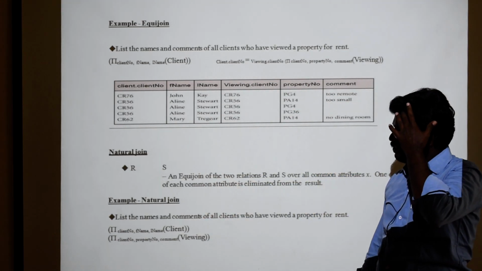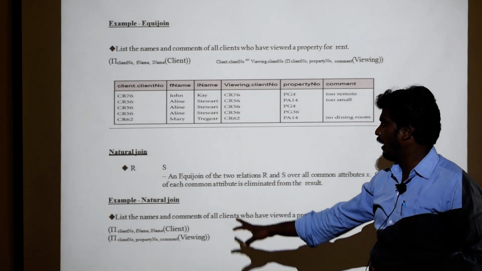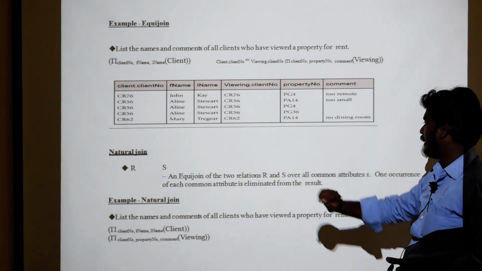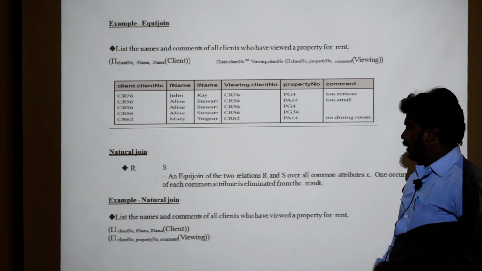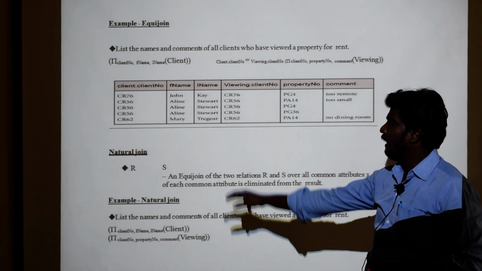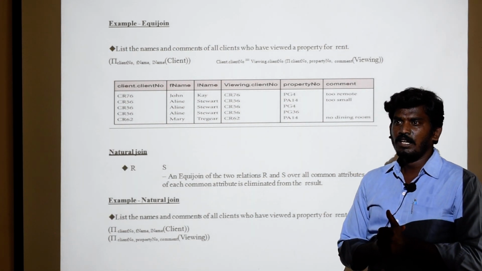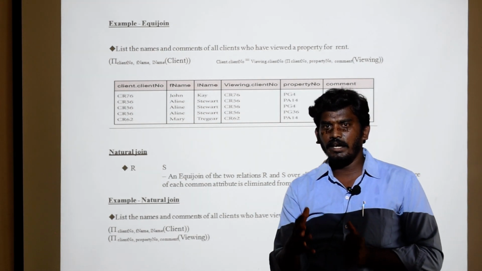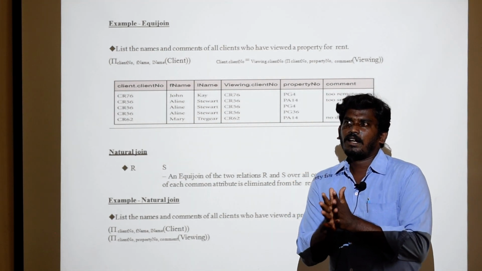The next one, natural join. Natural join is R ⋈ S. So we have two relations R and S, and overall they have common attributes X. Once each common attribute is eliminated from the result, that is called natural join. Overall, every process is naturally joined. Naturally we have to join the two different tables at the time.